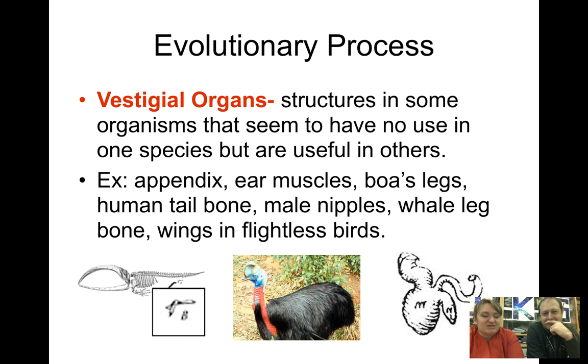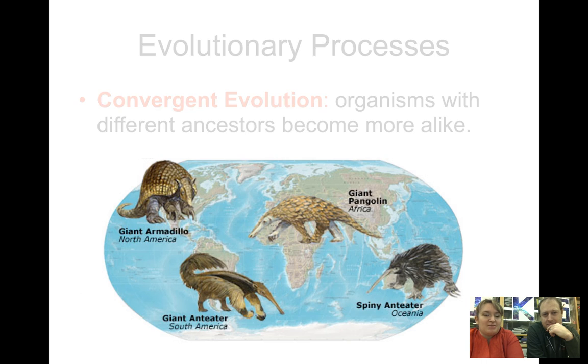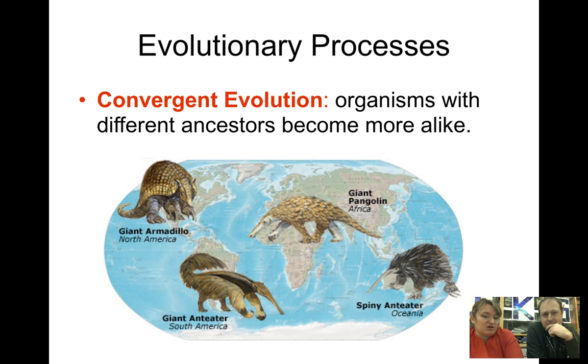So we can see how it's an advantage sometimes to not have things as well. And then we have convergent evolution. So here we have like 4 different versions of what I'd call an anteater of some sort. And if you look at their structures, they've got long noses, sharp claws, and long tails to balance out this long nose. Yet they evolved on 4 different continents.